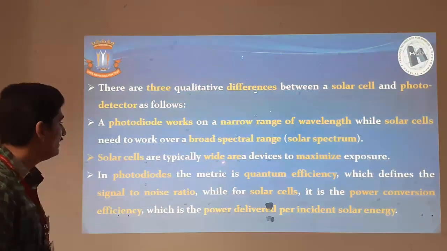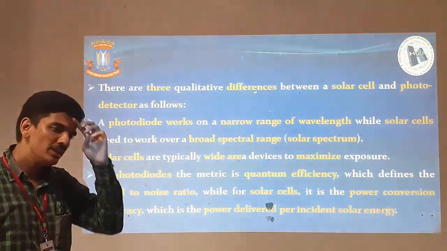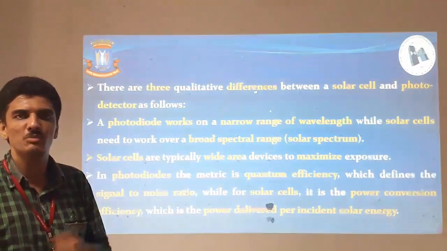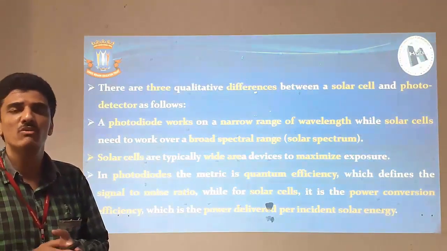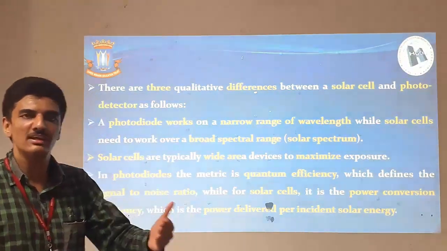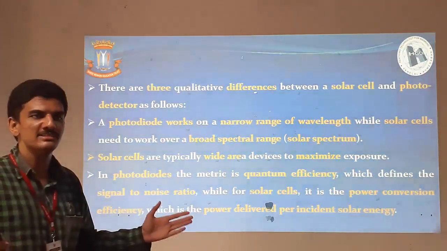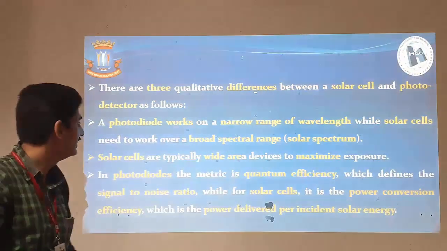Solar cells are typically wide area devices to maximize exposure. See, we need a large amount of solar energy to interact with our devices. Why? Because we want to generate a high amount of electricity, in terms of electric current as well as electric voltage. And that's why a wide area is needed. So, the area of coverage should be very large.